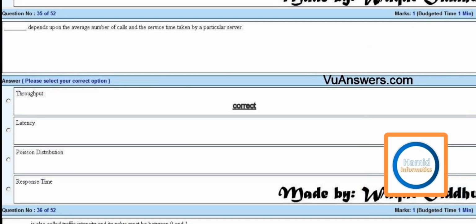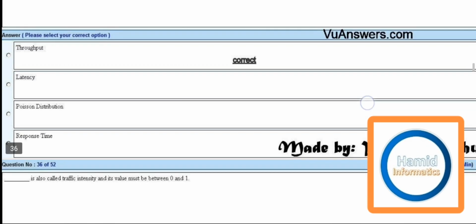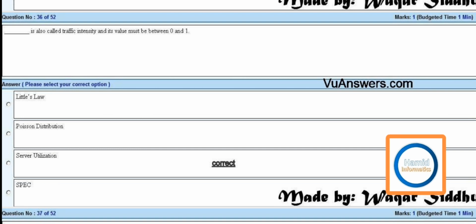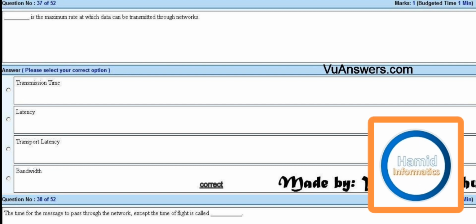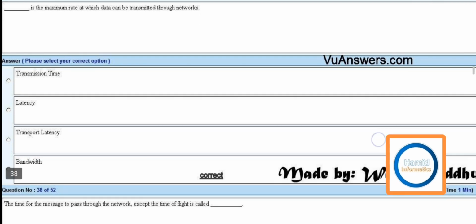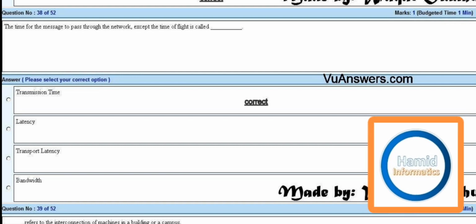Next one: dash depends upon the average number of calls and the service time taken by a particular server, and the answer is throughput. Next one: dash is also called traffic intensity and its value must be between 0 and 1, and the answer is server utilization. Next question: dash is the maximum rate at which data can be transmitted through a network. Answer is bandwidth. Next one: the time for the message to pass through the network, except the time of flight, is called dash, and the answer is transmission time.